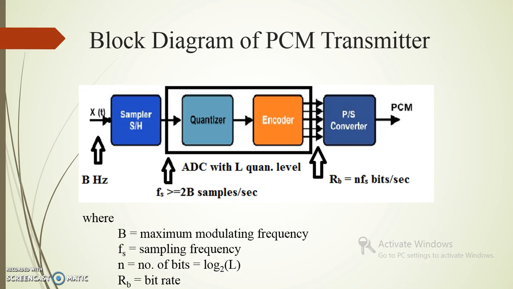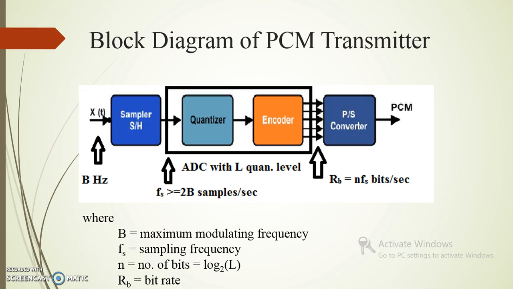At the output of the sampler, you will get the samples, which have to be recovered at the receiver side using a low pass filter. The Nyquist theorem states that you can recover the signal from its samples only if you keep the sampling frequency Fs greater than or equal to 2B samples per second.